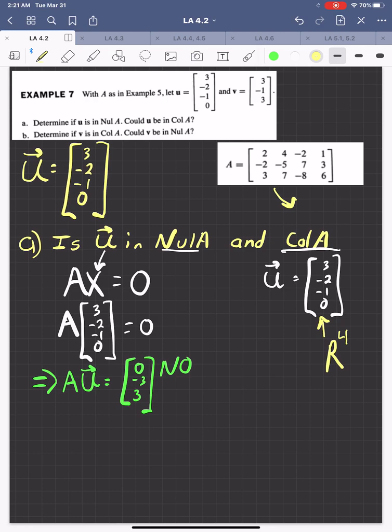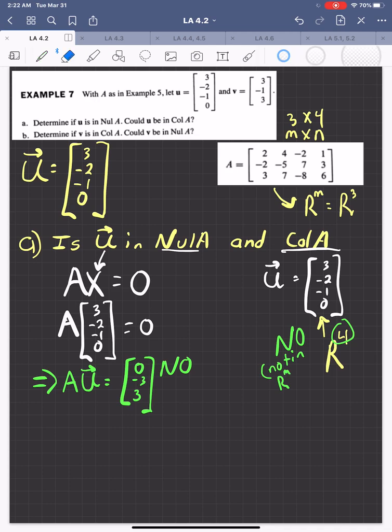Every single vector in the column space, since the column space is always in Rm, and this is an M by N matrix, this is a 3 by 4 matrix, then every vector that is in the column space should be in R3. This vector is not in R3. So no, not in Rm, right? So I don't have to compute anything. This is just no.